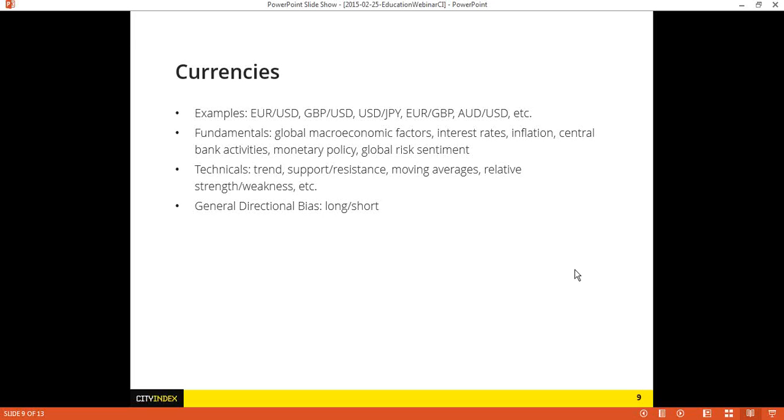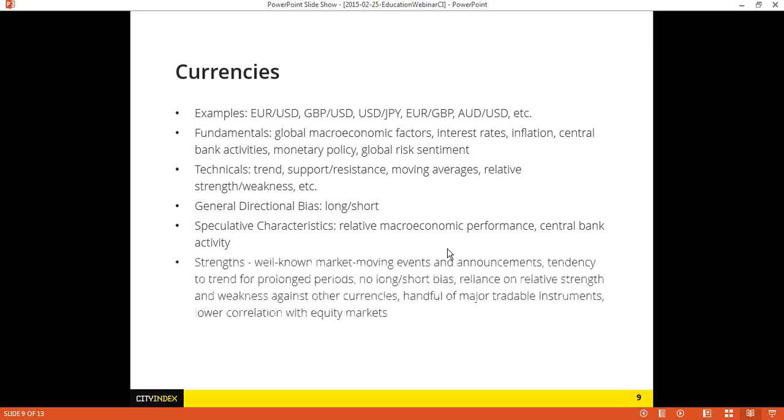Okay, so again, directional bias, there is none. Long or short, either way, it's the same thing. You're looking for opportunities. The speculative characteristics of currencies: we're looking for relative macroeconomic performance and central bank activity. Okay, the strengths of trading the currency markets.